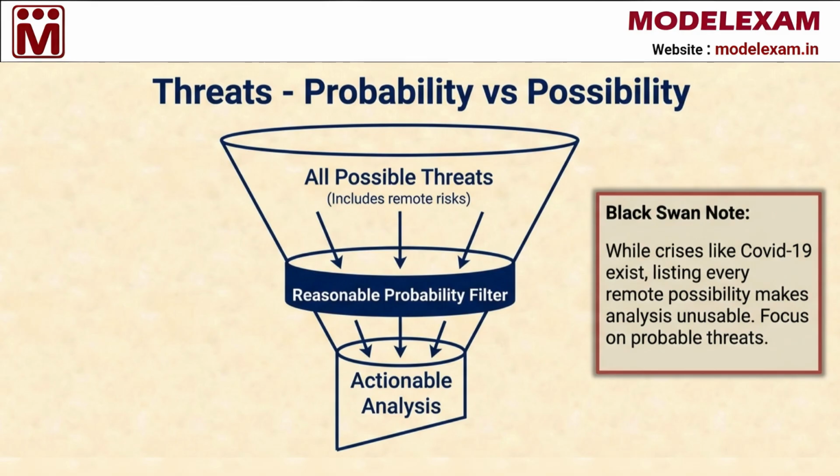When you are listing threats, you might be tempted to list everything that could possibly go wrong. Do not do that. You need to filter based on probability versus possibility. While it is true that a black swan event like COVID-19 can happen, listing every remote possibility makes your analysis unusable. Instead, focus on the threats that have a reasonable probability of occurring. This ensures your analysis remains actionable and useful for making investment decisions.